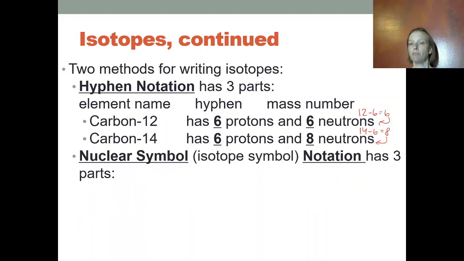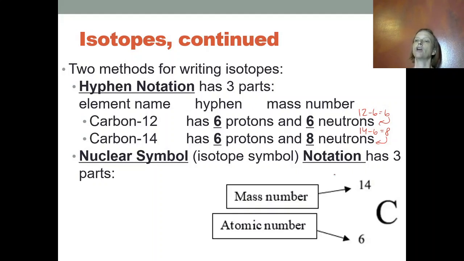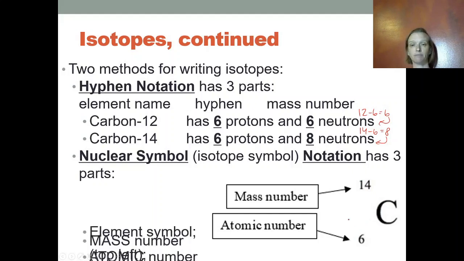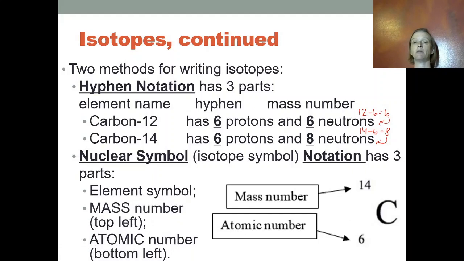The nuclear symbol notation has 3 parts to it, and this is the symbol that I was using on the previous page. You write the element symbol, and then in the top left corner, you write the mass number, and in the bottom left corner, you write the atomic number. So you need the element symbol, the mass number, and the atomic number. This is really providing us the same information as the hyphen notation. The only additional information it's giving us is the atomic number.